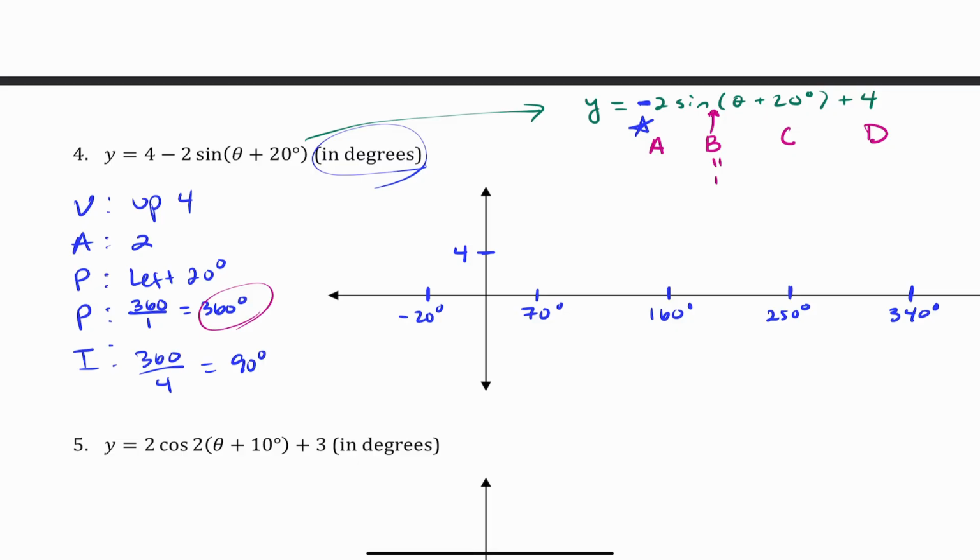Our amplitude is 2, so 4 plus 2 is 6. And then 4 minus 2 is 2. So I need to make sure I have a dashed line along the 4 there. It's a sine function, so we're going to start right in the middle.